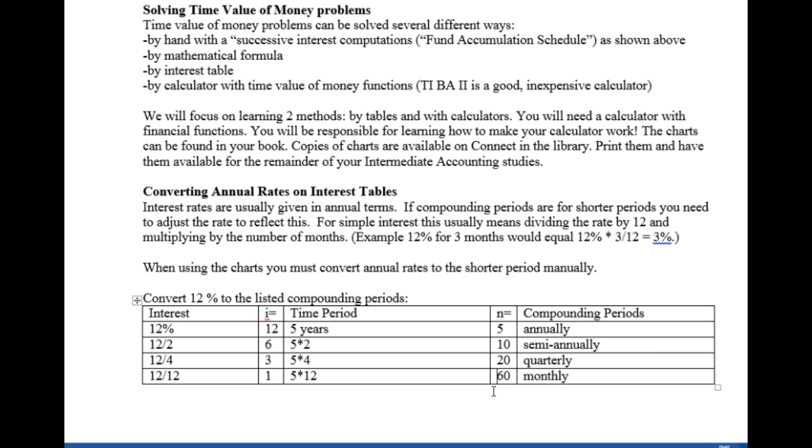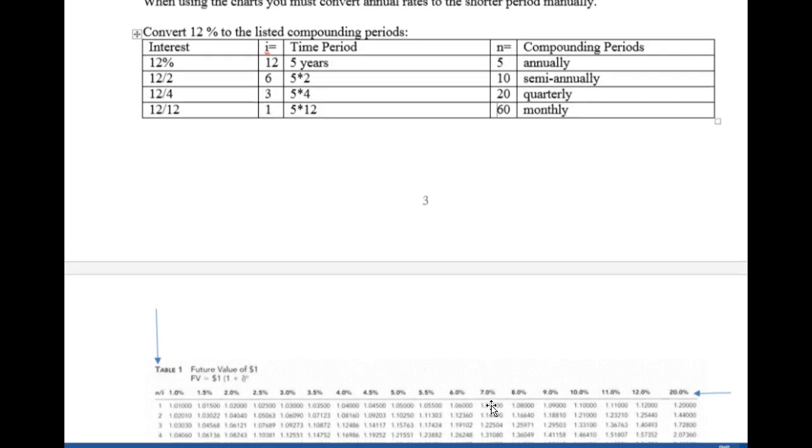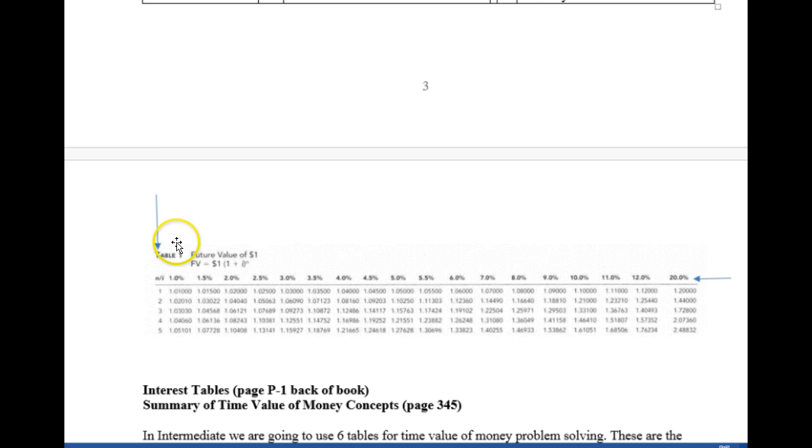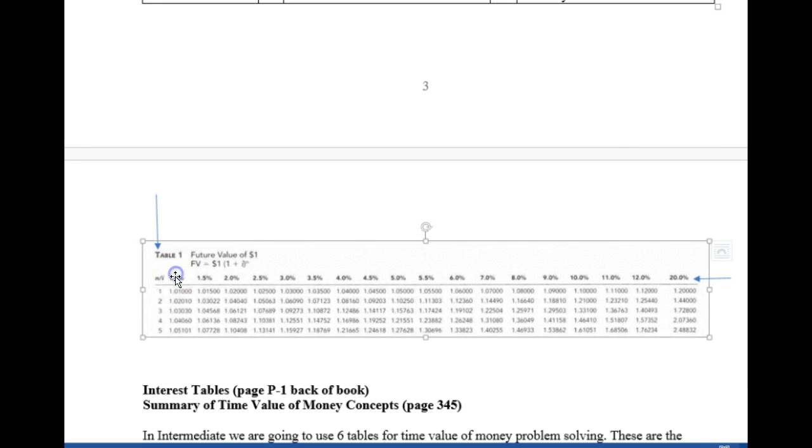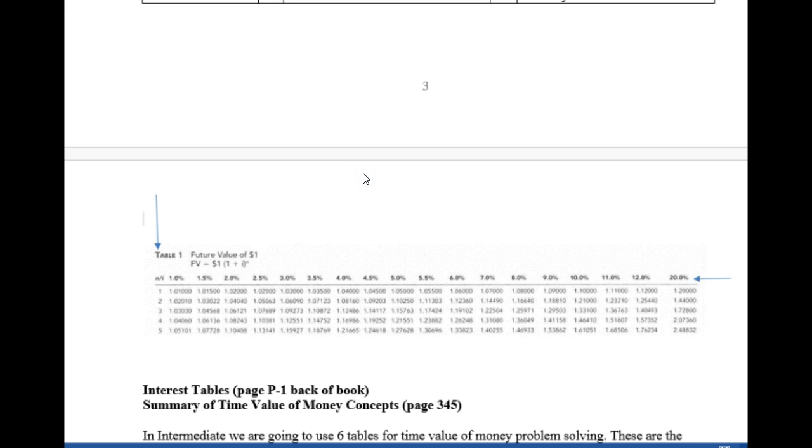Why would I be interested in you being able to convert a 12% rate to an interest rate per period and a number of periods? Well, most of the charts we're going to use require that you know the number of n's, and n is the first column, and the number of interest rates runs across the top. So if you're doing 1% a month for 5 years, you would have i equals 1%, but n would be 60, and obviously I don't have that long of a table. That's why you need to be able to do the conversions.